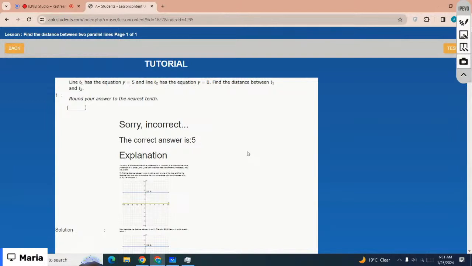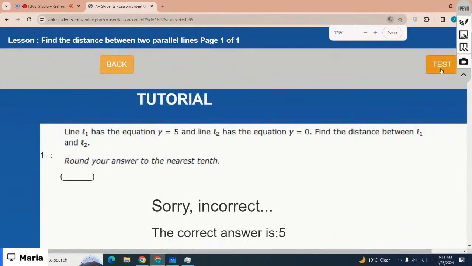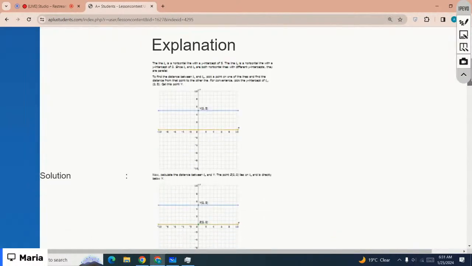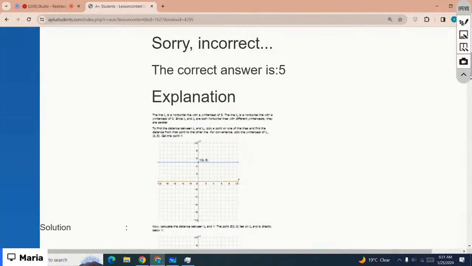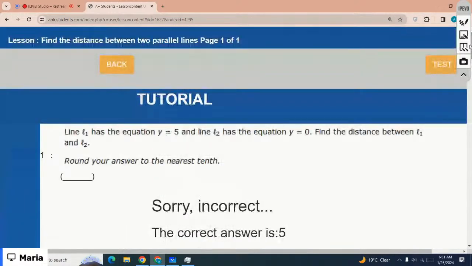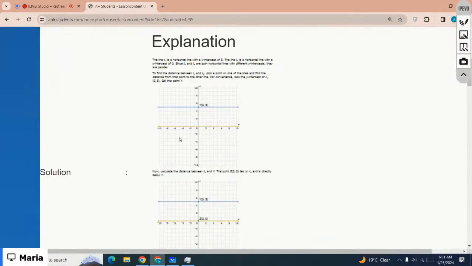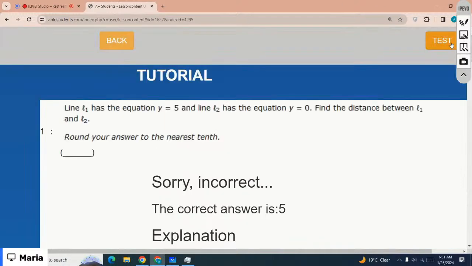So you can see the graph, but this one is too small to see, and even if enlarged, it's still not readable. Okay, it's okay. One of the equations is y equals 5 and the other one is y equals 0. Y equals 0 is the x-axis, right? And here is y equals 5. So the distance between these two lines is 5. Got it? Let's just start with the test questions.